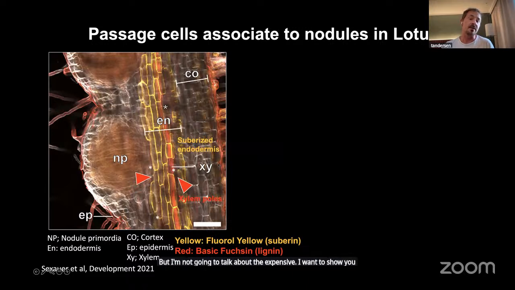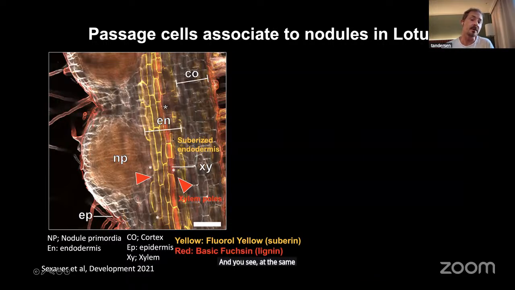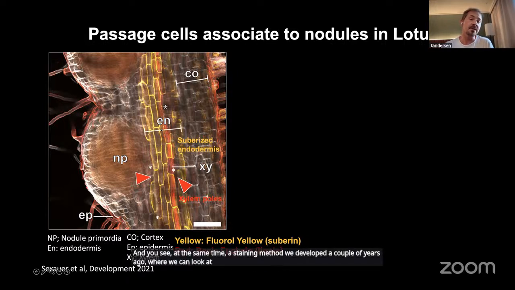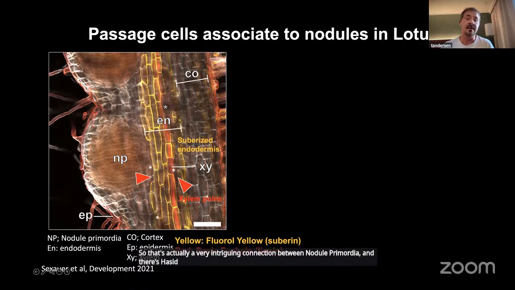what's very interesting when it comes to passage cells. What you see here is a nodule primordium developing on the root, and at the same time a staining method we developed a couple of years ago, where we can look at suberin and lignin at the same time inside the root. You see in yellow the suberized endodermal cells, and below you see the xylem pole, and the stars are highlighting passage cells. So there's a very intriguing connection between nodule primordia and passage cells occurring adjacent to them.